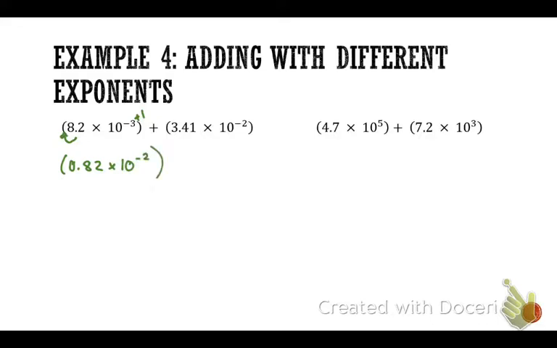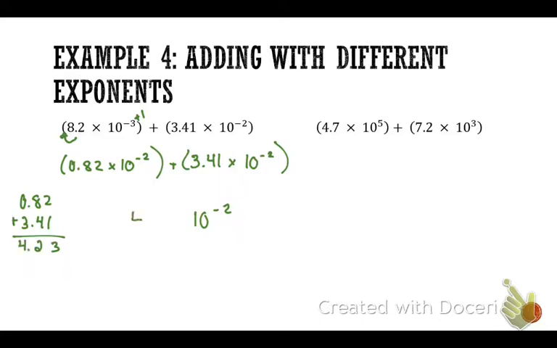So you did that to have common exponents. Times 10 to the negative second power. Now that you have a common exponent, you can bring that down in your answer. Now you can add your decimal values together. 0.82 plus 3.41. What's 2 plus 1? What's 8 plus 4? 4.23 times 10 to the negative second.